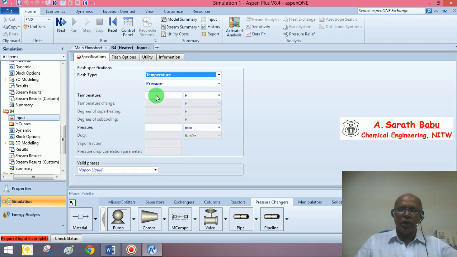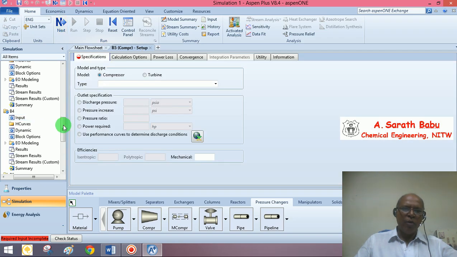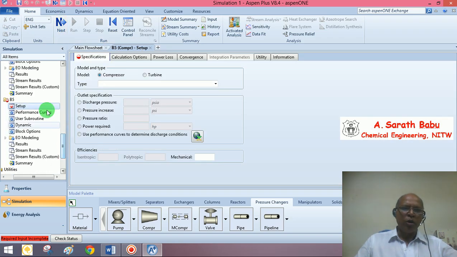To start with, we may not have any idea about this intermediate temperature, so let us make an approximation. Let me assume the temperature as 500 degrees Fahrenheit, pressure 14.7 psia, constant pressure heating. Say next. So we were able to specify even block B4.